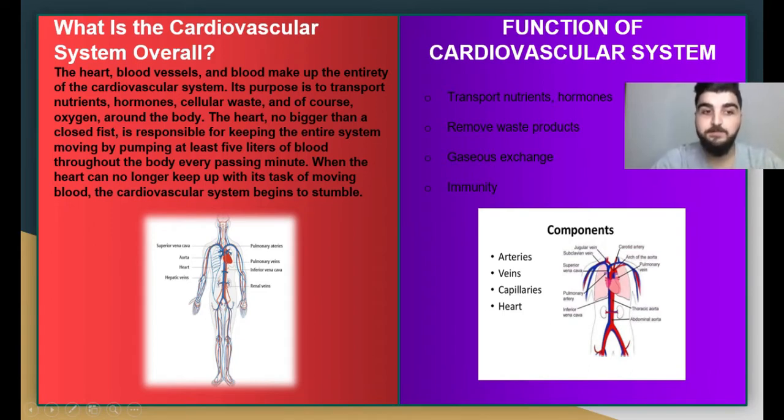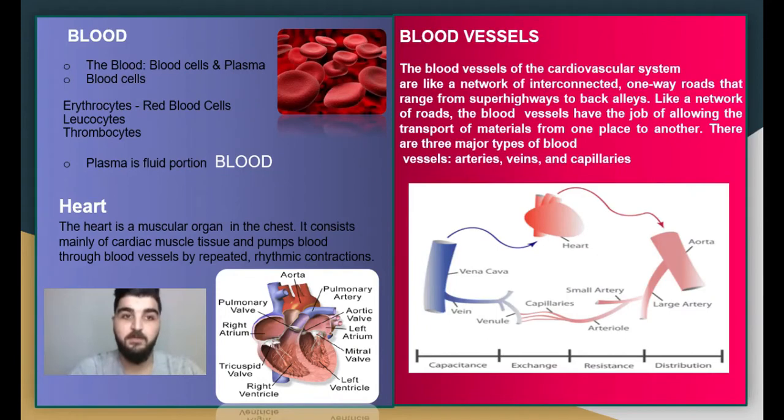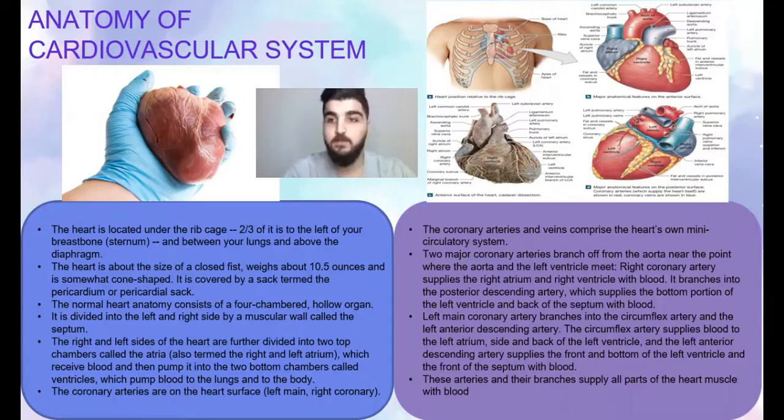And the heart is responsible for keeping the internal system moving by pumping at least 5 liters of blood throughout the body every passing minute. In the blood, we have red blood cells, leukocytes and thrombocytes. And in plasma, we have fluid and protein. And we have three major types of blood vessels: arteries, veins, and capillaries.